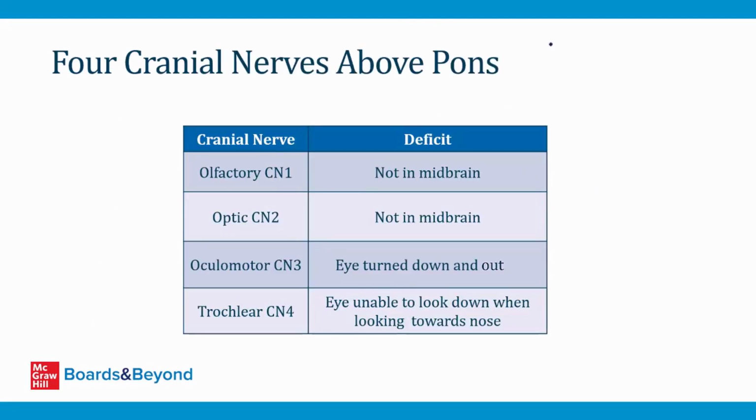Okay, so the rule of fours says there are 4 cranial nerves above the pons. What does this mean? Well, the 4 cranial nerves located above the pons are cranial nerves 1, 2, 3, and 4. Now, cranial nerves 1 and 2 are not in the midbrain or the brainstem, so they're not relevant to localizing brainstem strokes. But cranial nerve 3 is found in the brainstem. It's found above the pons in the midbrain.